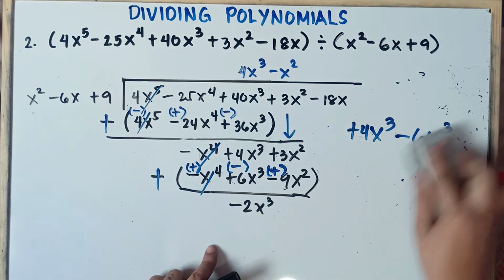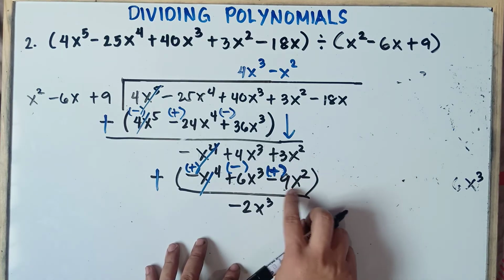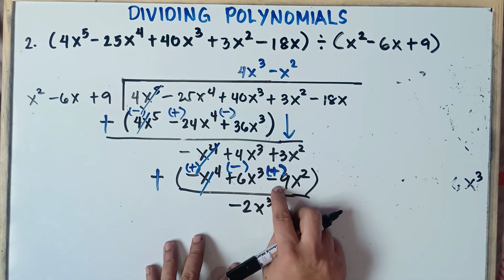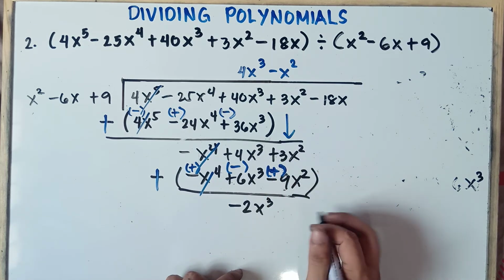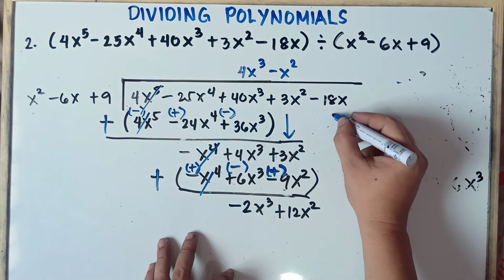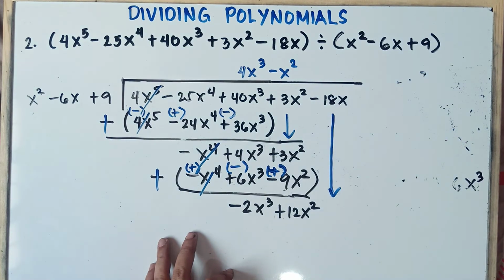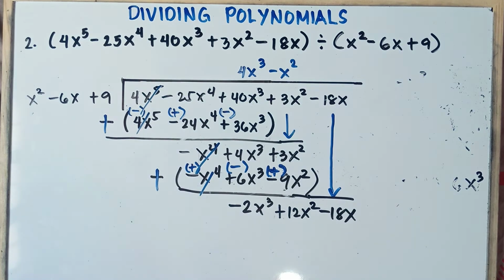And this one, class, positive 3x plus 9x squared. So this is minus a while ago, it becomes addition. So 3x plus 9x squared, that would be positive 12x squared. Alright, and then bring down. So you bring down negative 18x. Almost done, class. And we're all set.